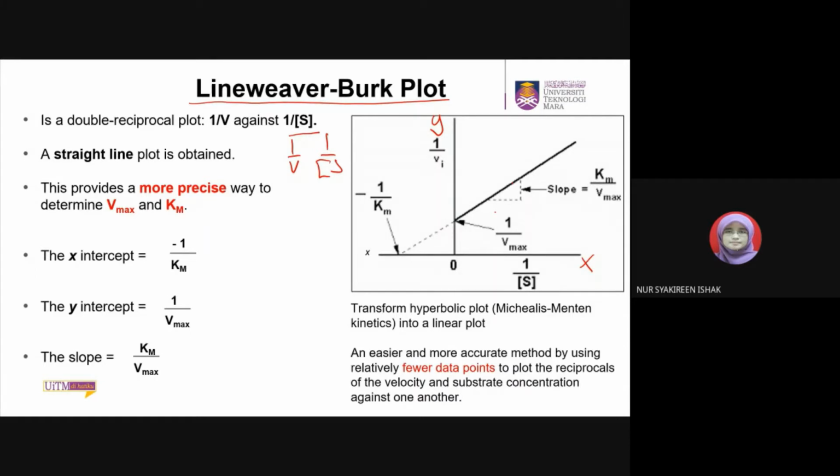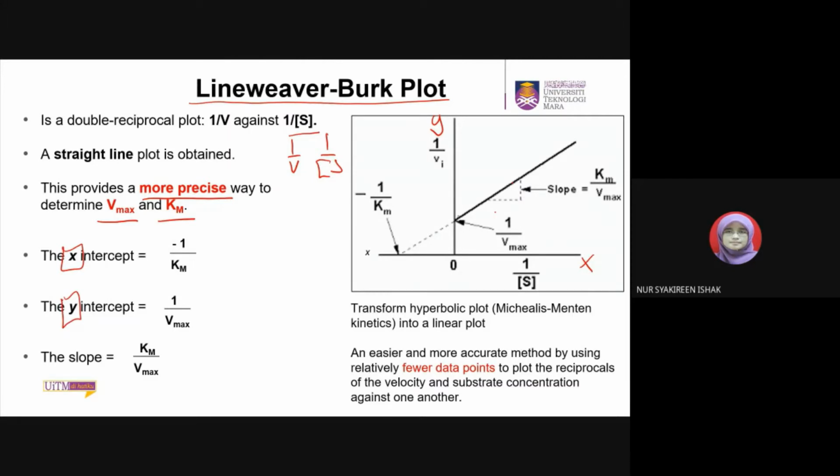So this provides a more precise way to determine the value of Vmax and also Km. So how do you determine the Vmax and Km value? You look at the intercepts at the y-axis and also at the x-axis.